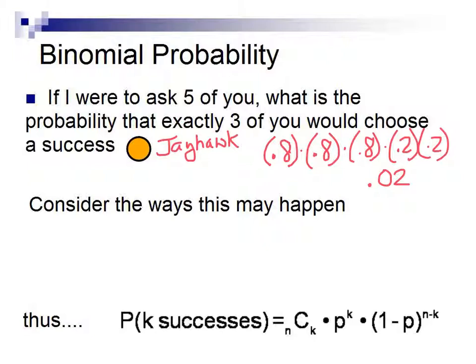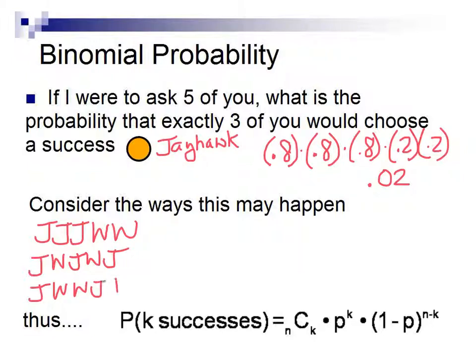And that seems a little odd to me. That seems awfully low. Considering that we're predominantly Jayhawk fans, why would that probability not be higher? Well, it is wrong, actually, because I'm forcing this to go Jayhawk, Jayhawk, Jayhawk, Wildcat, Wildcat. But that's not the only way that I could get 3 Jayhawk and 2 Wildcat fans. It might have gone Jayhawk, Wildcat, Jayhawk, Wildcat, Jayhawk, or Jayhawk, Wildcat, Wildcat, Jayhawk, Jayhawk. There are so many ways that this could happen.